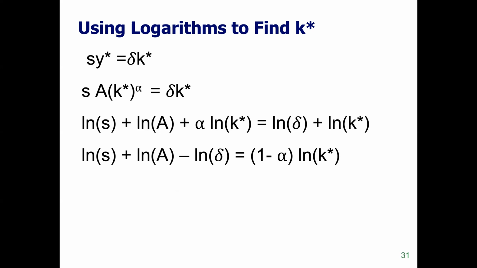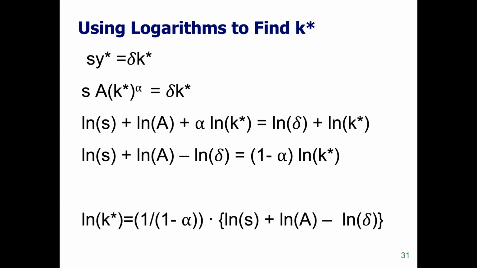So let me now rearrange the equation a little bit. What I want to do is get all the terms involving log steady state capital on the right-hand side. I can do that just by subtracting alpha log K star. So then I get log S plus log A minus log delta, where I subtracted log delta from both sides, equals 1 minus alpha times log K star. Then I can solve for log K star just by dividing by 1 minus alpha. And I find the following.